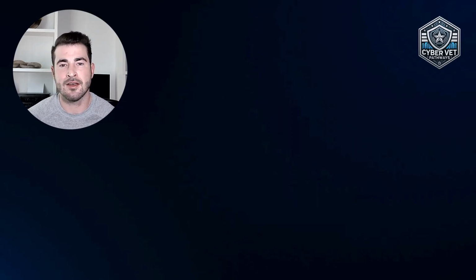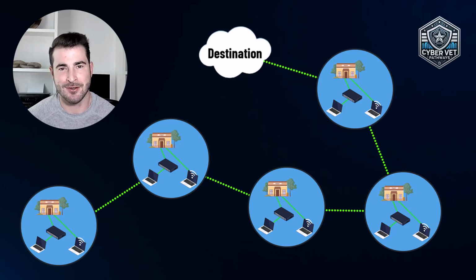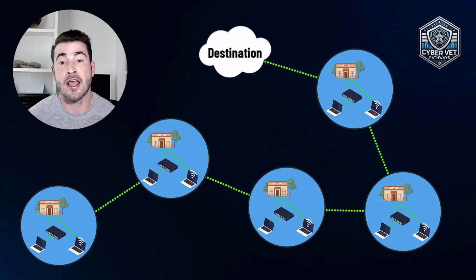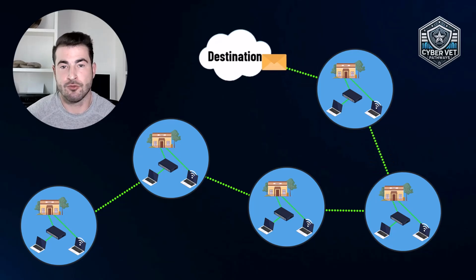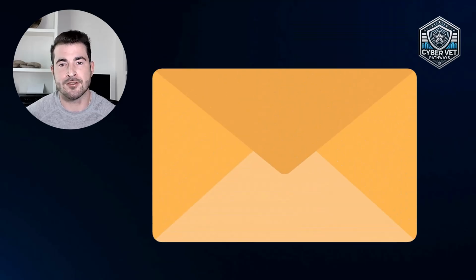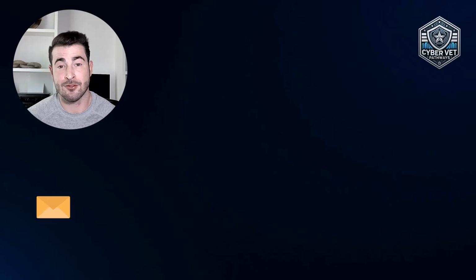Think of it like a chain of post offices. Your local post office can't deliver a package to another country all by itself. It hands the letter off to regional hubs and then to international hubs, eventually reaching its destination. The internet works the same way, and instead of letters, it's sending data packets. And those data packets are actually traveling through routers.